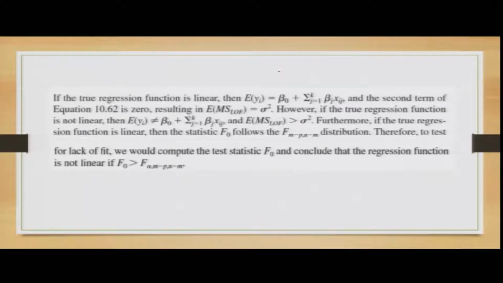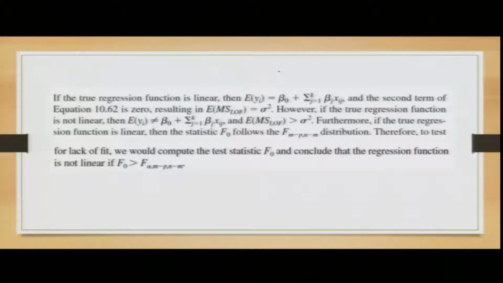If the true regression is linear, then the expected value of y should be equal to beta naught plus beta 1 x 1 1, beta 2 x 2 1, beta 3 x 3 1. So, the first number is basically the variable number, the next number is the reading number. So, 1 I am using, if it is n plus 1, n plus 2, n plus 3, whatever it is.